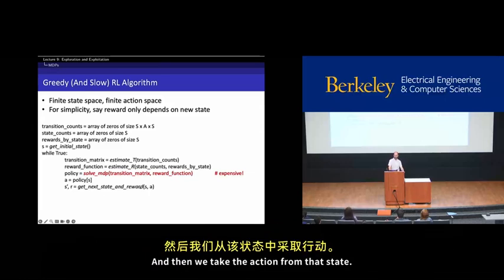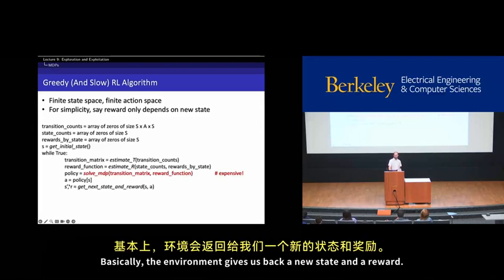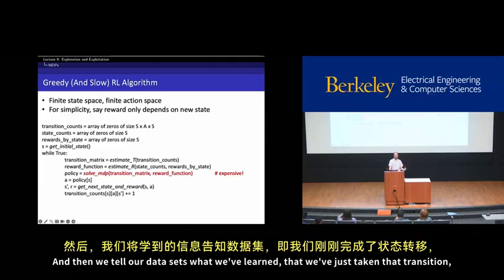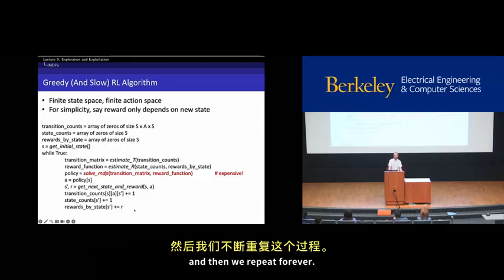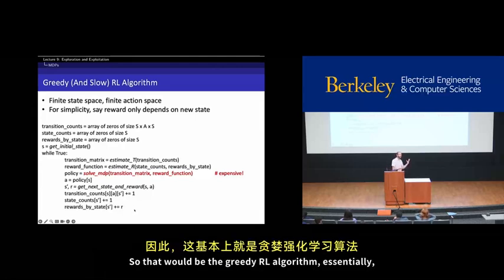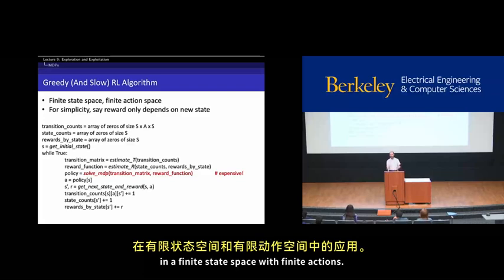And then we take the action from that state, we submit that to our environment. Basically, the environment gives us back a new state and a reward, and then we tell our data sets what we've learned, that we've just taken that transition, that we've just entered that state, that we've just gotten that reward, and then we repeat forever. So that would be the greedy RL algorithm, essentially, in a finite state space with finite actions.